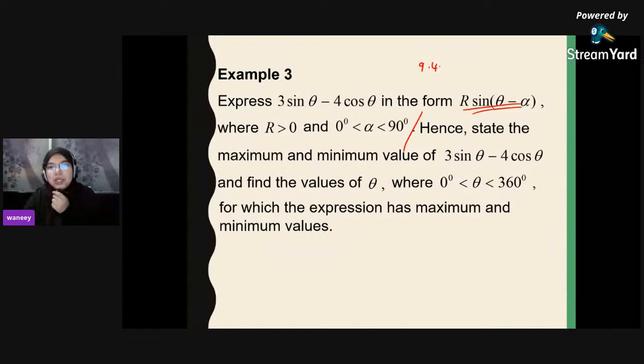So 9:41. I'm gonna continue. So untuk siapa yang tadi tak berjaya untuk cari R dengan alpha, so boleh cari sekarang lah. What is the value of the R and what is the value of the alpha?